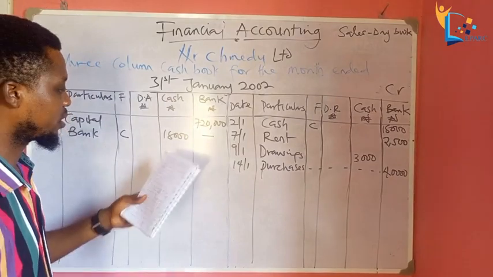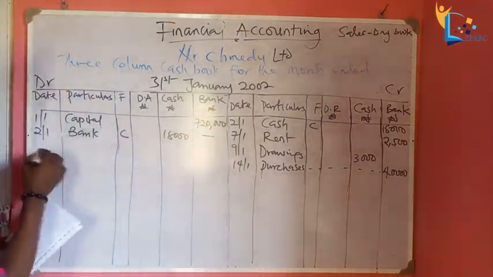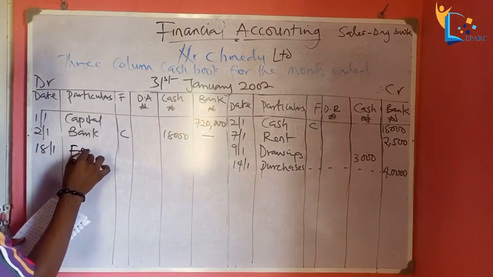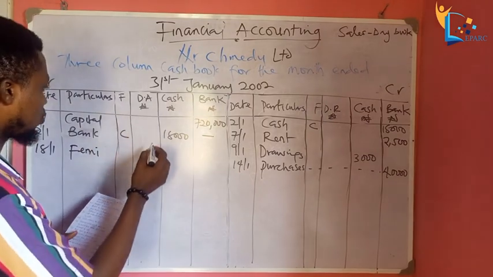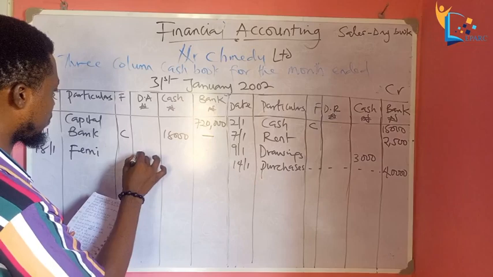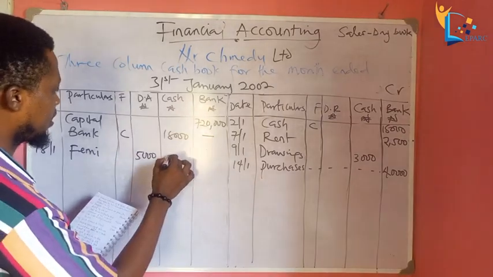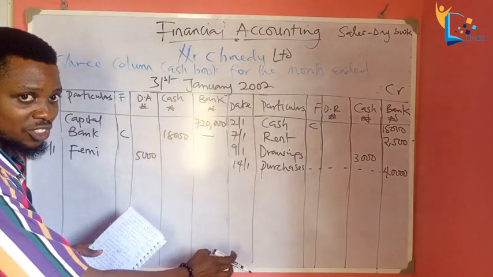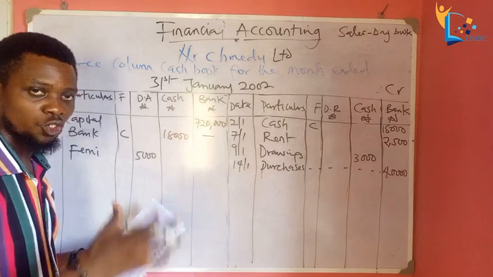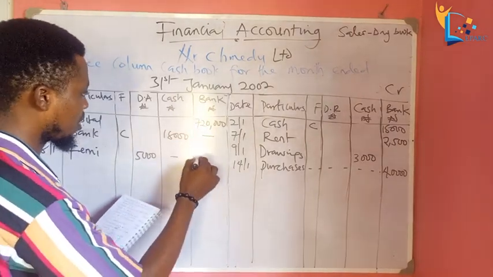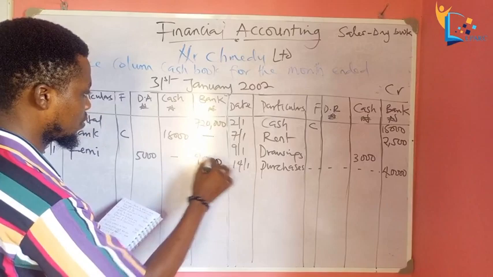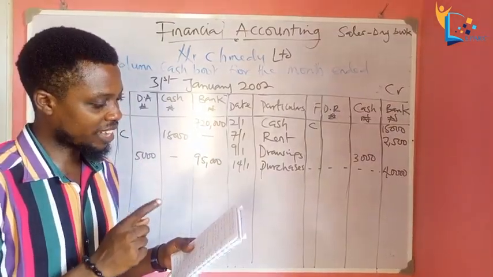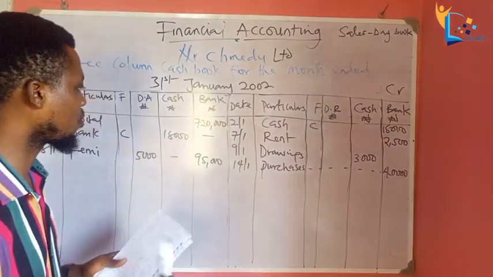Okay, so 95,000, the net, what date is it? 18th. Okay, what's his name? Femi. Okay, so discount allowed, it's 5,000. Then check. When you hear check, it's bank transaction. Anything check has to do with bank, okay? 95,000. Okay? Now, 20th, purchase second-hand car from, okay, I think some of us might be confused.